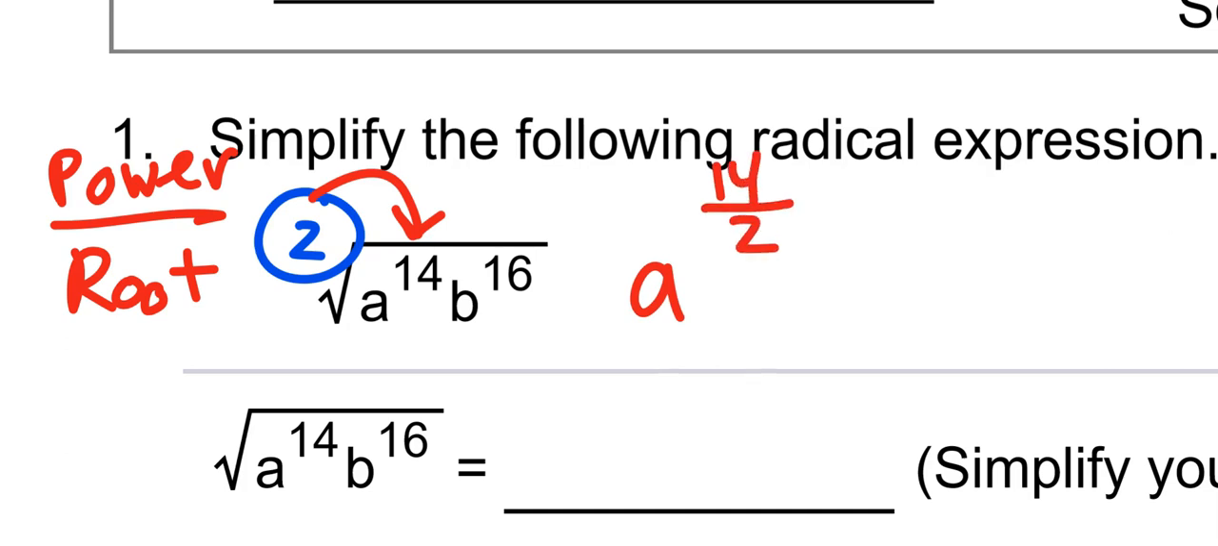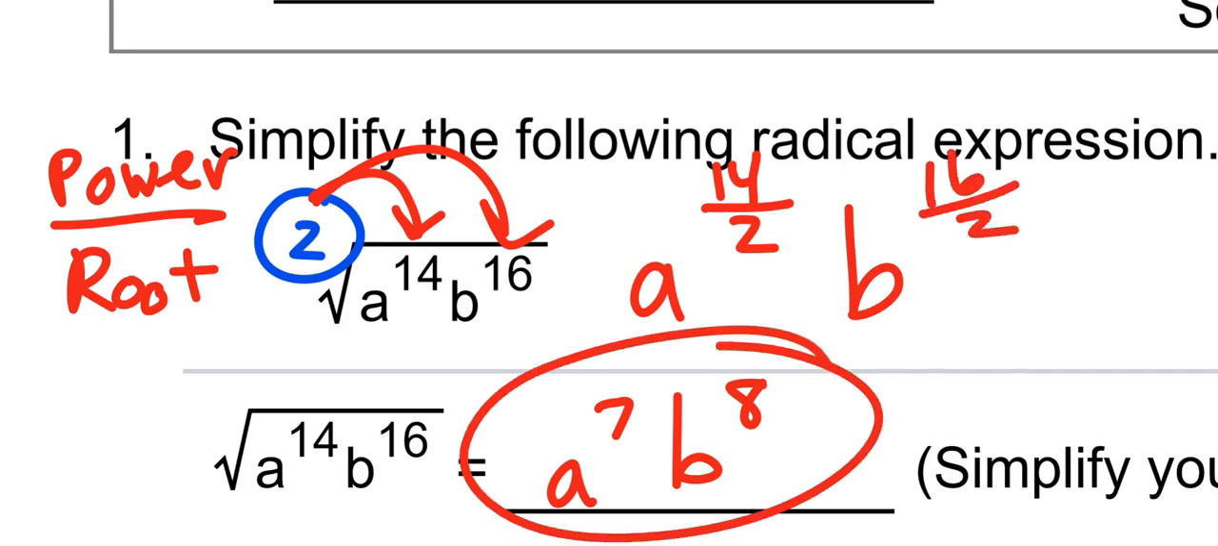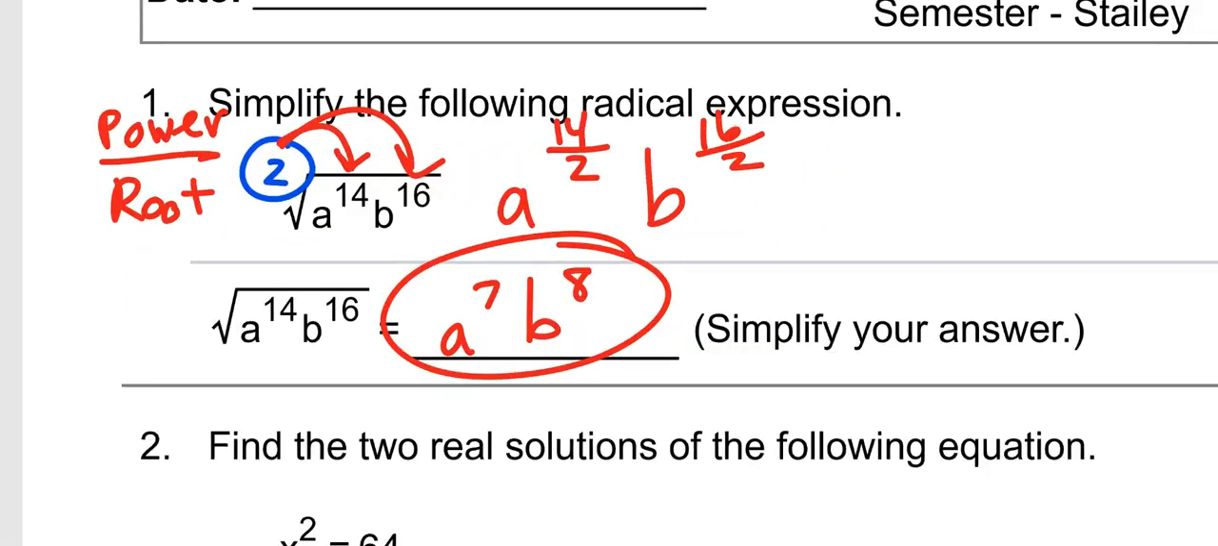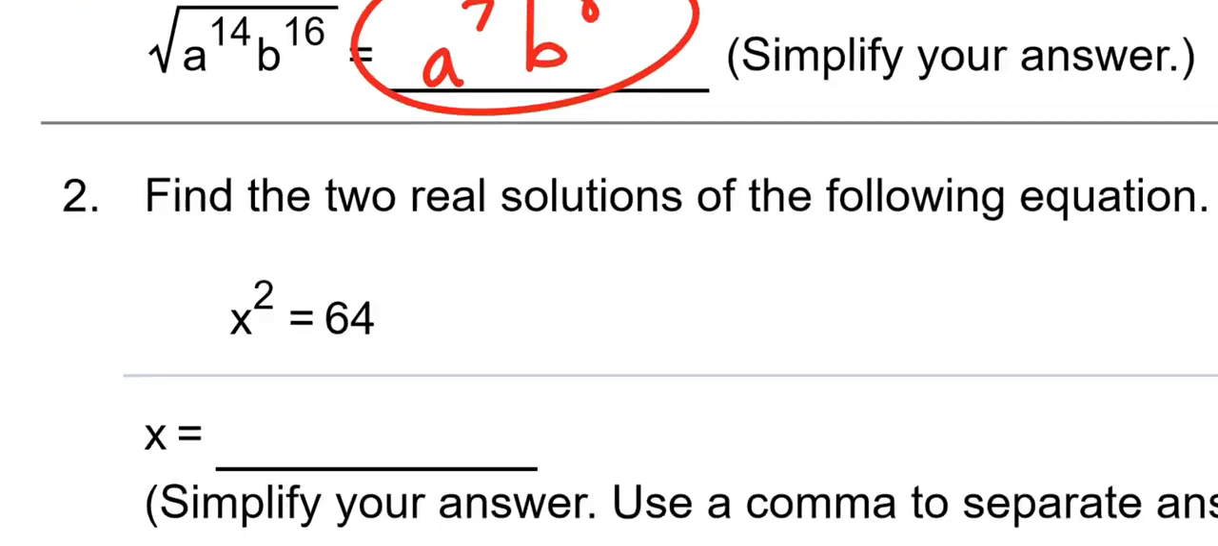Now, you don't have to write a to the 14 over 2, because most of the time you'll say 2 goes into 14 how many times? 7. How about 2 into 16? 8. And it's also true that it's 16 over 2. But this is what we're looking for. If it helps you to understand that it's power over the root, then do that. Okay, what about the next one?